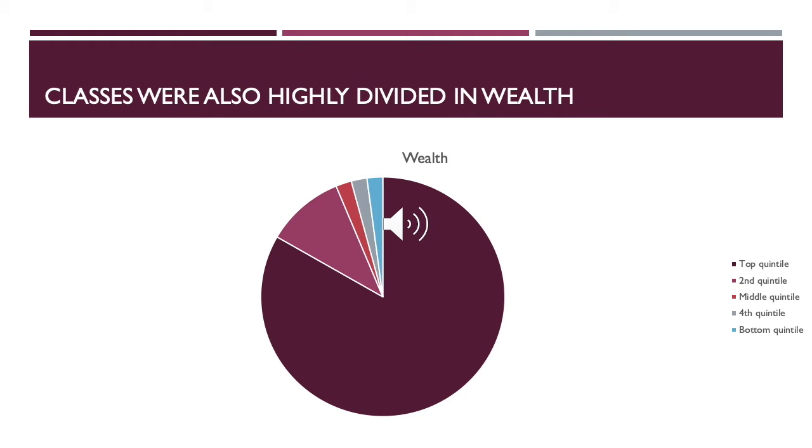So one way to summarize this is that the top 40% of Americans own 93% of the wealth, and the bottom 60% own 6% of the wealth.